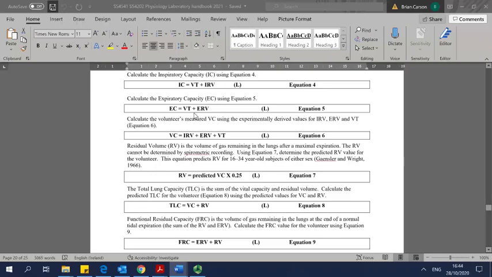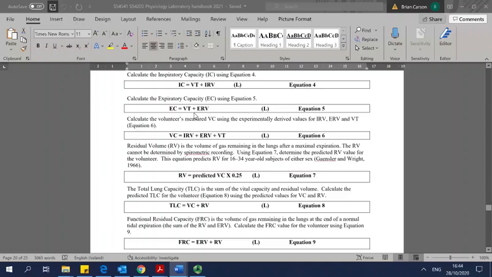The next calculation will be to calculate residual volume. So the residual volume is the volume of gas remaining in the lungs after a maximal expiration. The residual volume cannot be determined by the spirometry recordings that you have undertaken. So using equation 7, we must determine a predicted residual volume value for the volunteer. This equation predicts residual volume for 16 to 34-year-old participants of either sex, which is predominantly the cohort that we have in this particular lab group.